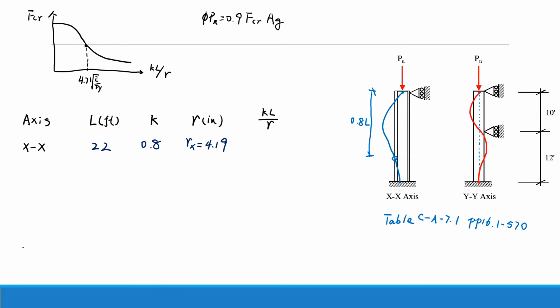Okay, so let's write it here. The first one is x-x. KL over r about the x-axis is 0.8 times the length, 22 feet, converted to inches, because the radius of gyration is in inches, and divided by 4.19, and I get 50.4. Okay, so I get 50.4. It's unitless.